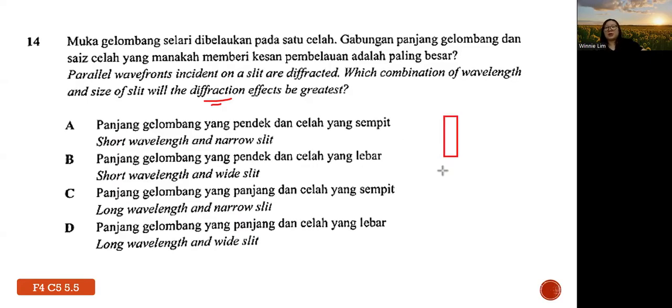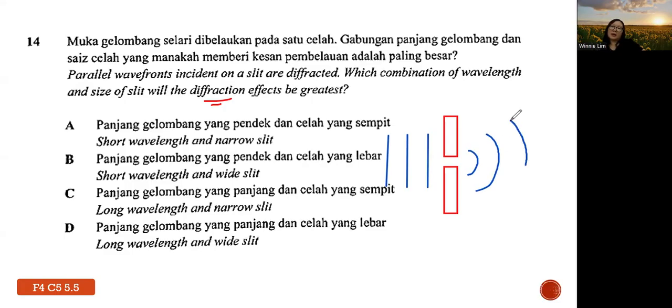For your information, if the gap of the slit is small enough, or the wavelength of the wave is bigger than the size of the slit, when they pass through, they will become circular. When they become circular, which means the diffraction effect is obviously the greatest.